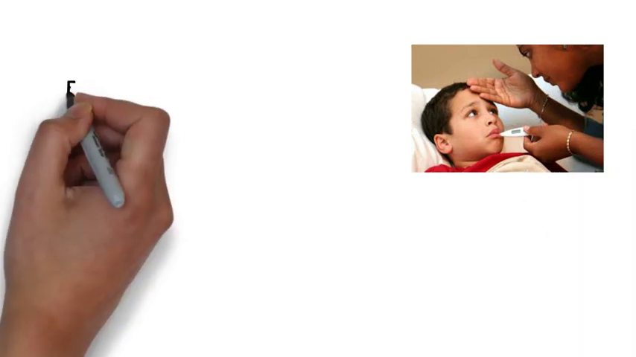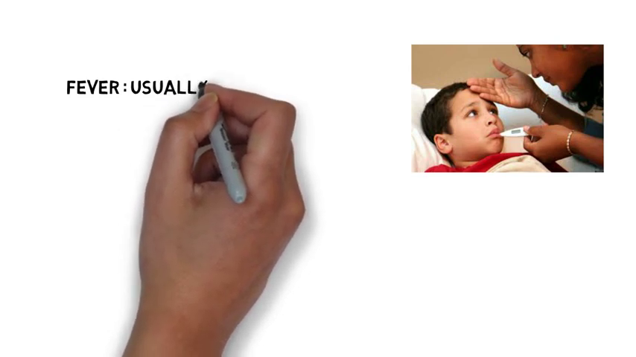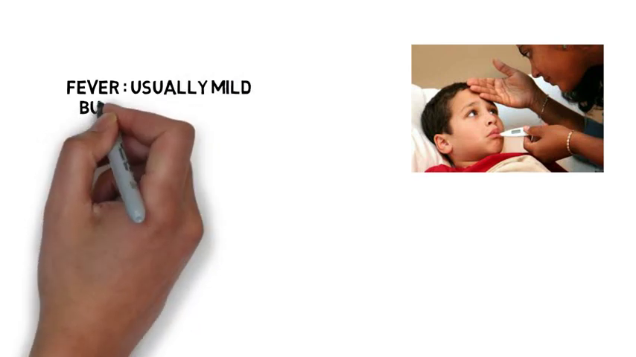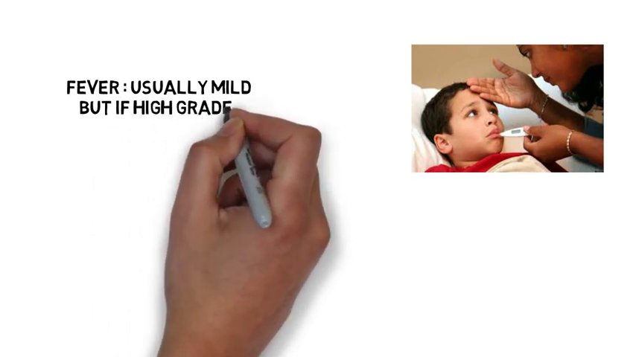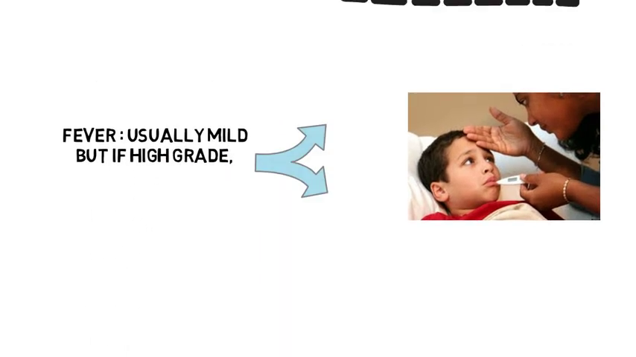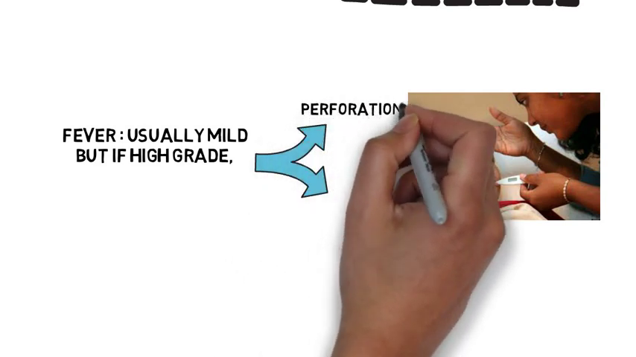Now another symptom we can see is fever. As the inflammation occurs, there occurs fever. Usually the fever is mild in the case of appendicitis, but if high, then we should think about two things, and they are perforation and abscess formation.